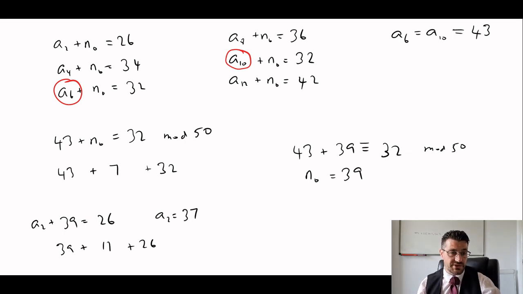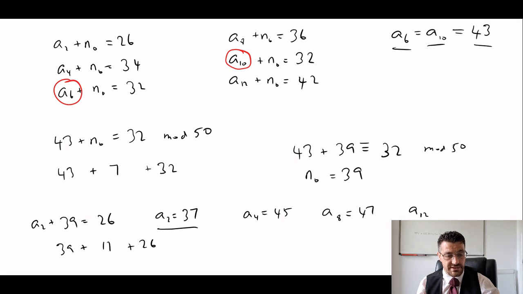And all I was doing as I was going through these was just making sure that these numbers actually did show up in the original list of numbers. So we get A2 equals 37. We've got A6 and A10 equal to 43. The other numbers you figure out in exactly the same way. A4 is equal to 45, A8 is equal to 47, and A12 is equal to 3.